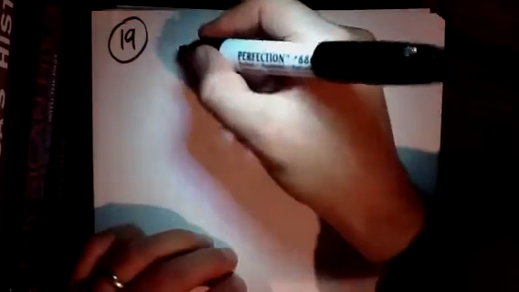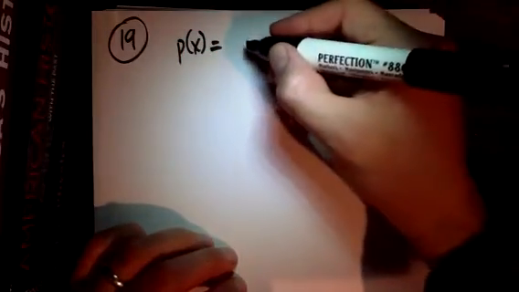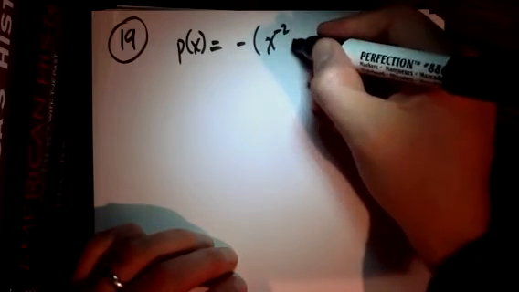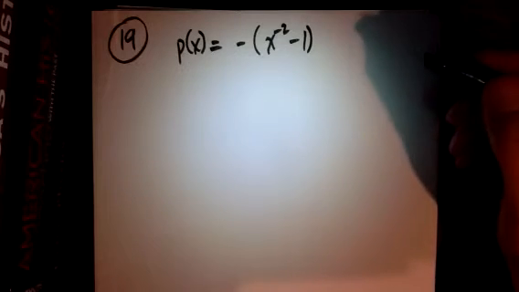This is the Math Level 2 practice exam. The problem number 19, you have the function p of x equals negative x to the negative 2 power minus 1. And what you need to do is find the range of this function.